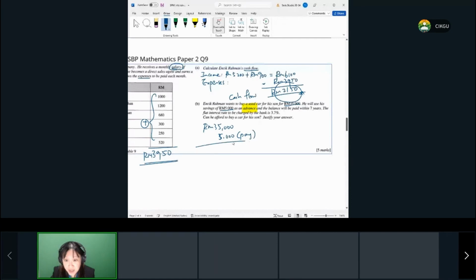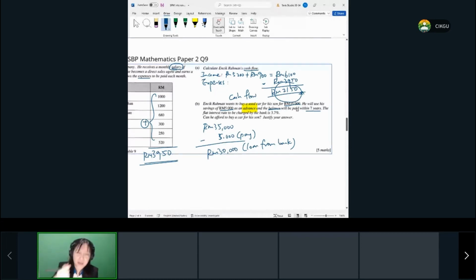The remaining money, which is 30,000, normally you will loan from the bank. That means you borrow this money from the bank. The balance will be paid within 7 years. The bank will pay the 30,000 for you to the car dealer, the car company, and then you have to pay back the bank the amount you loaned in 7 years.